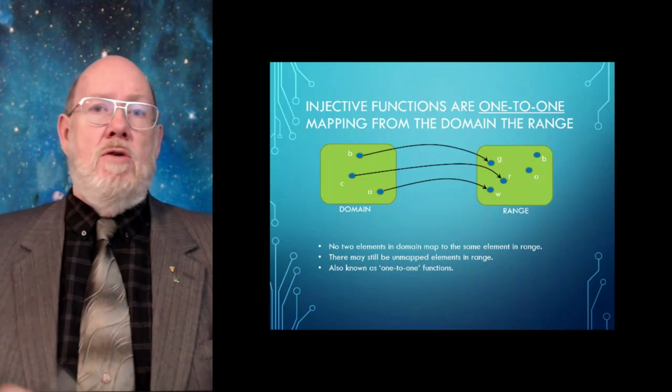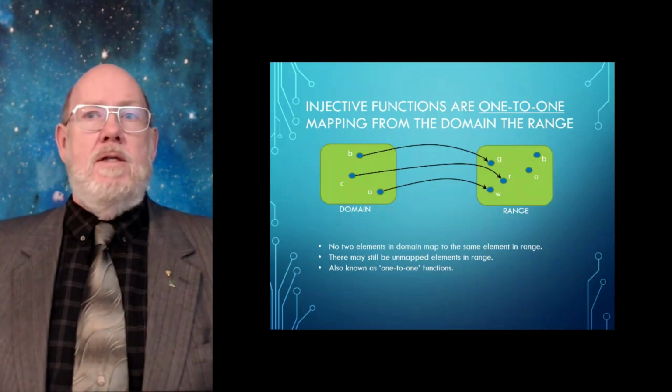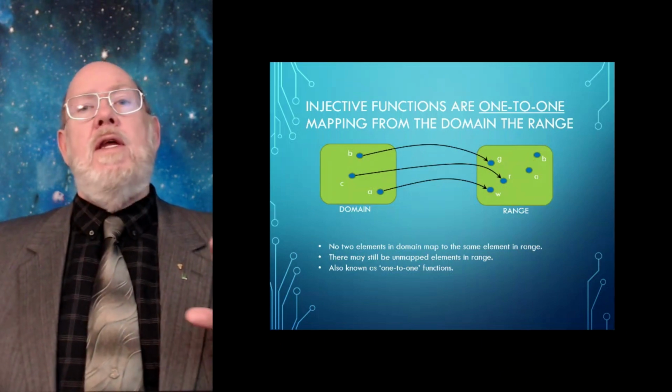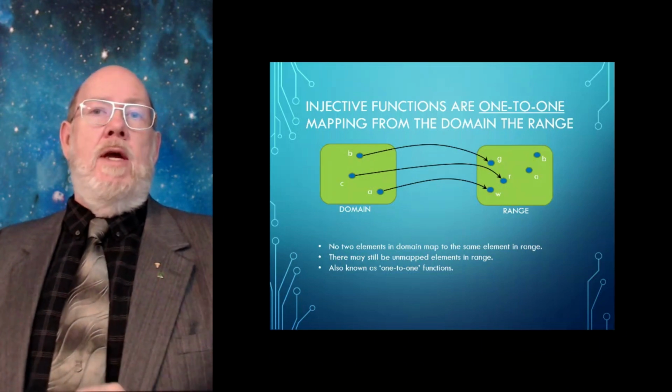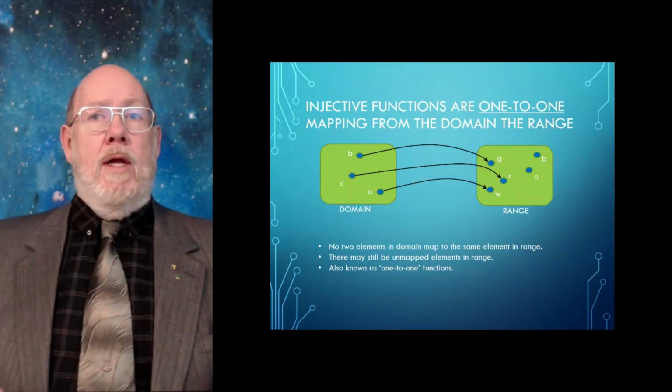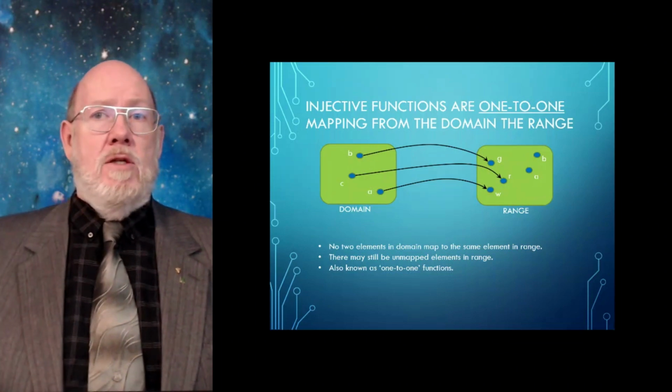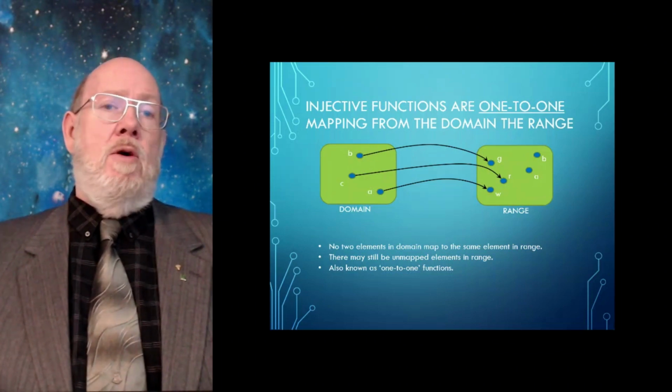Injective functions, also called one-to-one functions, on the other hand, require that each element in the domain map to a distinct element in the range. However, here we allow there to be additional elements in the range that are unreachable from the domain.